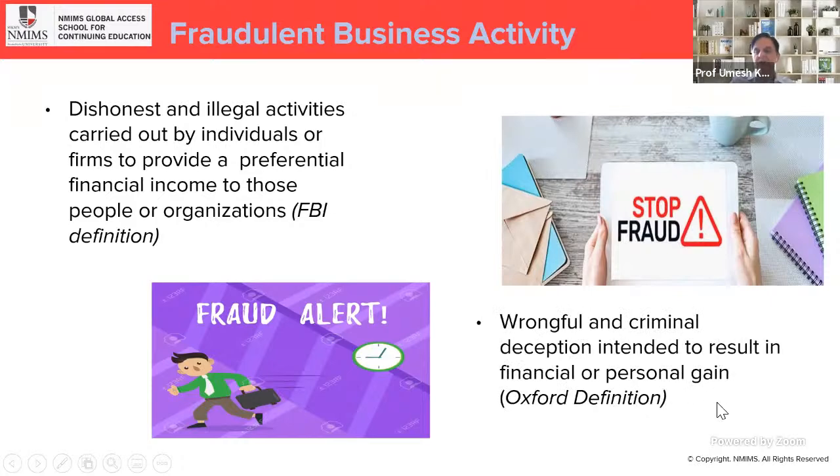Also, the definition from Oxford says it's wrongful, which means it's not acceptable, and obviously it's criminal deception. Why is it done? It is intended to result in a financial gain or a personal gain.